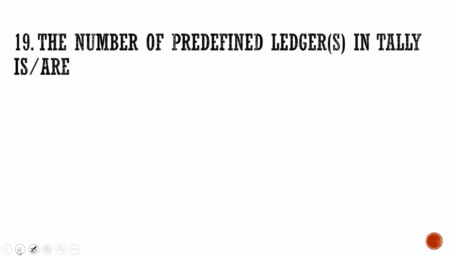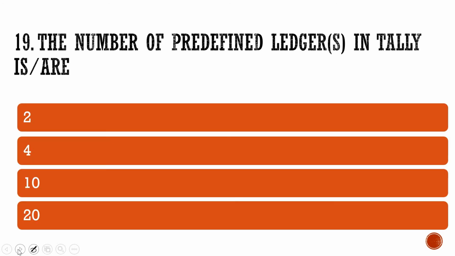My next question: the number of predefined ledgers in Tally is? Predefined ledgers means the ledgers which are already defined or already created in Tally. So the correct option over here is 2. After creating a company, you will always see only 2 ledgers already created. One is cash and another is profit and loss account, because only these 2 ledgers will be used by each and every business which is using Tally software or which is having accounting.